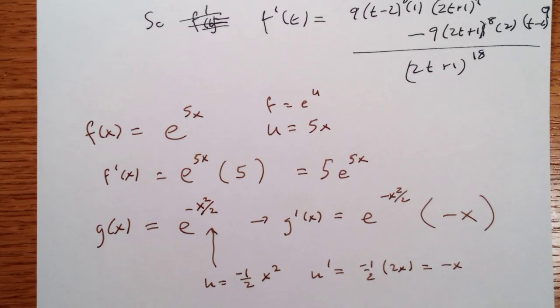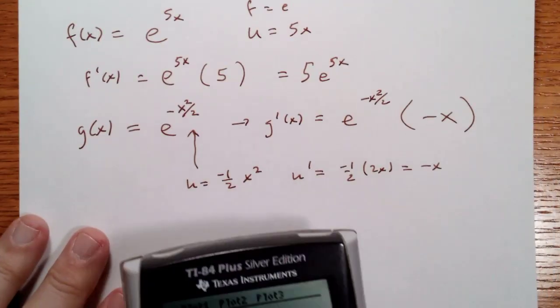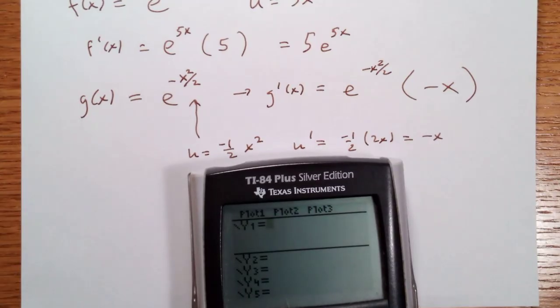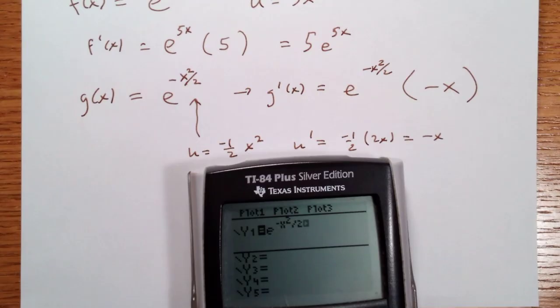Now, the reason I picked this particular function is because of what its graph looks like. Let's graph this. Out come the graphing calculators. y equals e to the negative x squared over 2. If I graph this, it's kind of small. Let's zoom in. Hey, I know that shape.